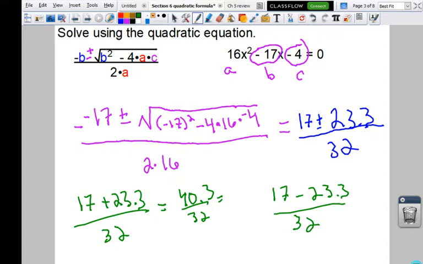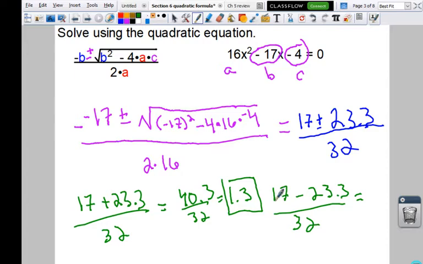And my first answer is 1.3. I'm going to round that to 1.3. Does it matter which order they're in? Yes, it does. Alright, first answer, 1.3. And I'm going to keep going.